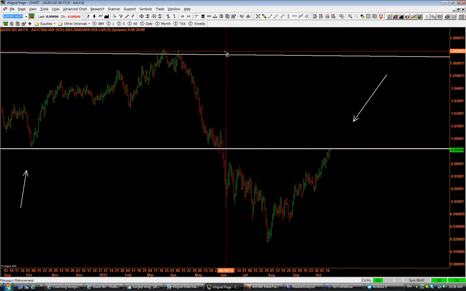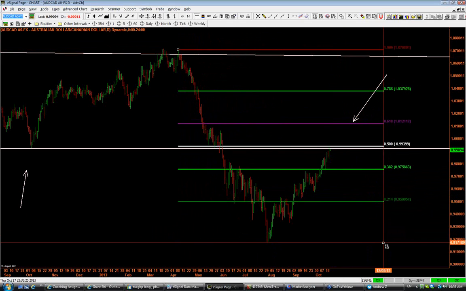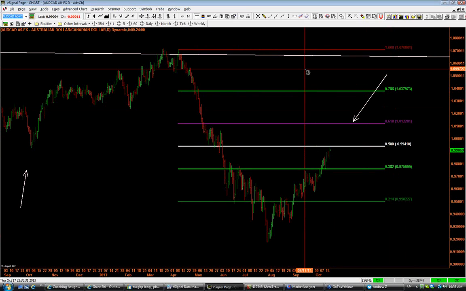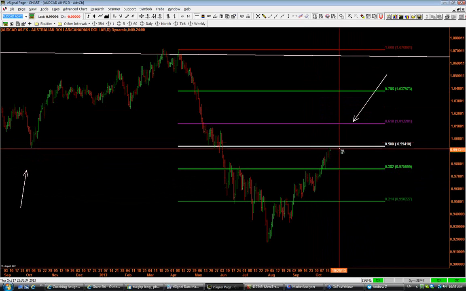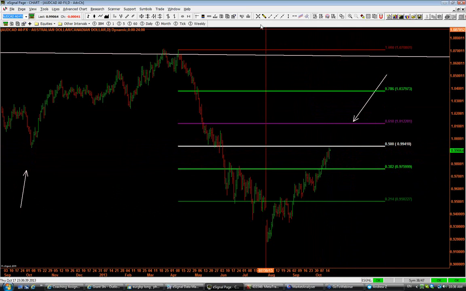Use the Fibonacci from the top to the low. Can you see I just removed the horizontal? Can you see the price is close enough to the 50 MA? Right, you need to pay attention on this one. Okay, back to the daily.